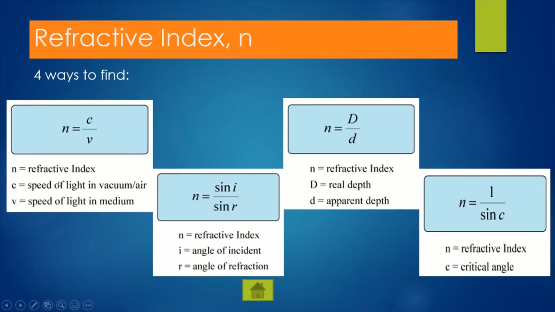Now, in conclusion, we have altogether 4 ways to find refractive index. Number 1 is refractive index equals the speed of light in vacuum over the speed of light in a medium. The second one is Snell's law, n equals sine i over sine r. Don't forget, i is in the less dense medium, r is in the denser medium. And we just learned that n equals real depth over apparent depth too. And lastly, n equals 1 over sine C. So altogether there are 4 ways to find refractive index, and we will apply any of these 4 depending on the situation.